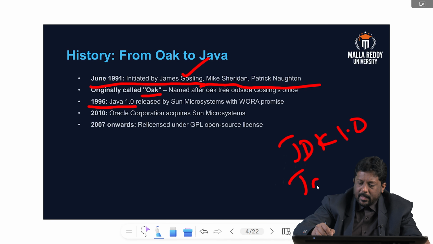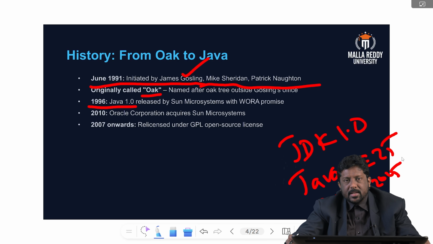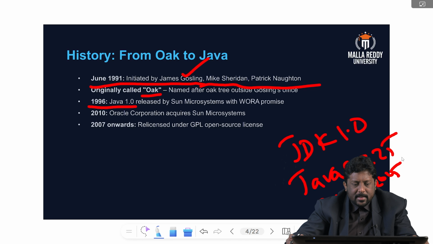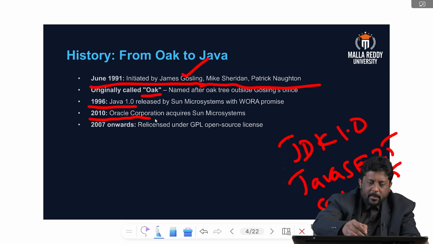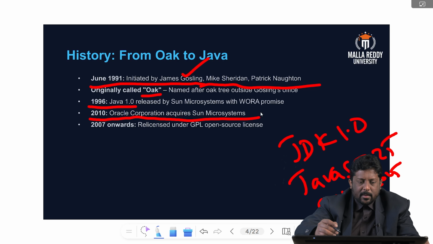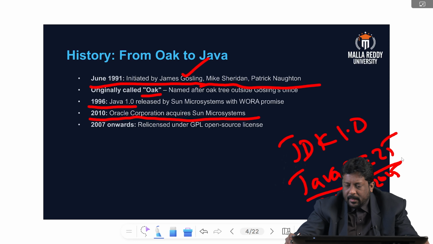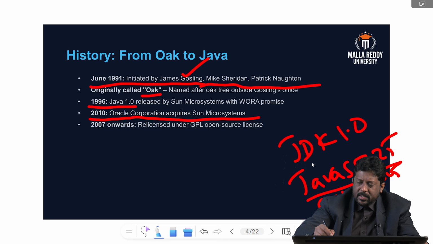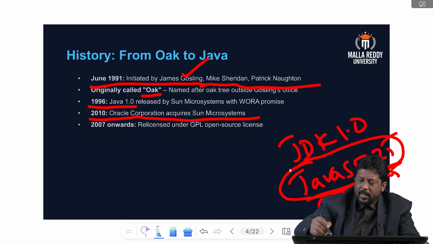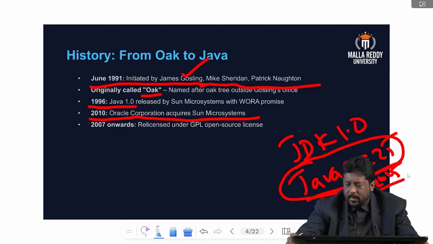Right now, the current running version of Java is Java SE 25, which was released in September 2025. Starting from 2010, Oracle Corporation has taken care of Java, having acquired Sun Microsystems, which was the parent company of Java back then. So if anyone asks you which version of Java you are using, the current version is Java SE 25, released in September 2025.